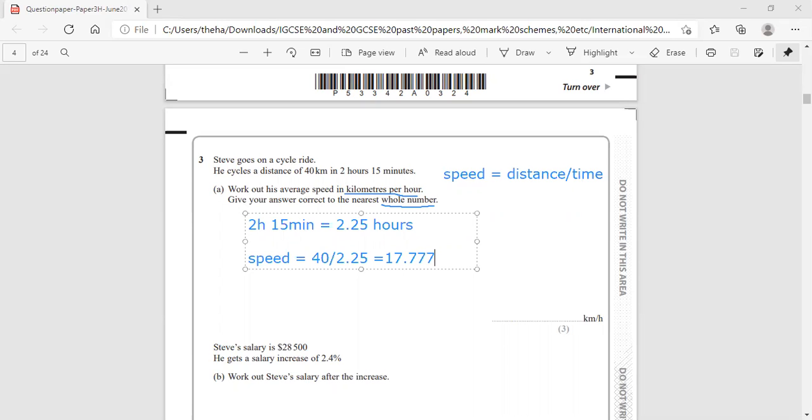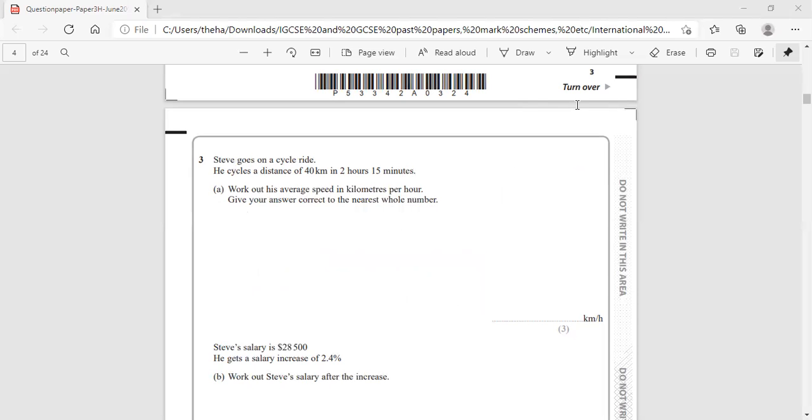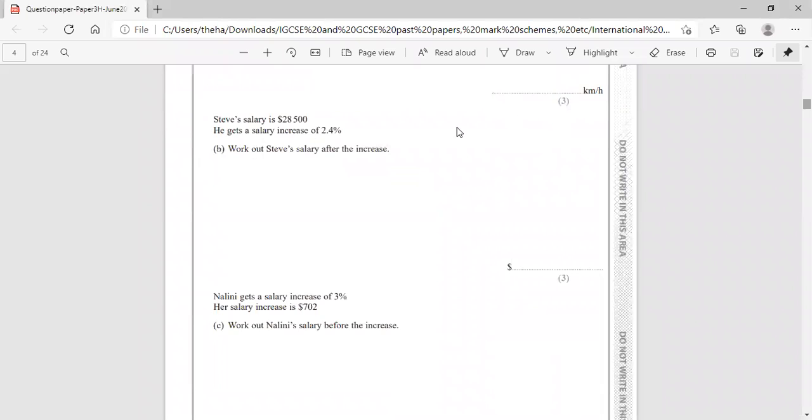17.777 kilometers per hour, and we need it to the nearest whole number, so the answer is going to be 18 kilometers per hour, and that's pretty simple. I quite like these questions, the speed. So that's our answer for part 1. So let's go to part 2. Remember, you can try these all by yourself before we start.